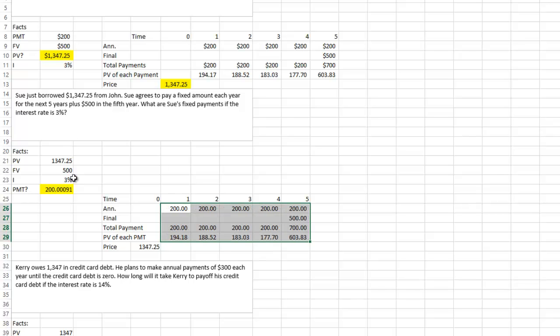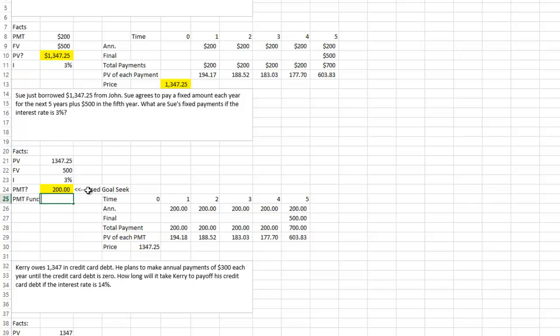Now that I used Goal Seek to get that answer, I might want to double check that answer, and I'll put here, so that I know how I got that, I'll put used Goal Seek. But I'd like to double check that answer by using the payment function.